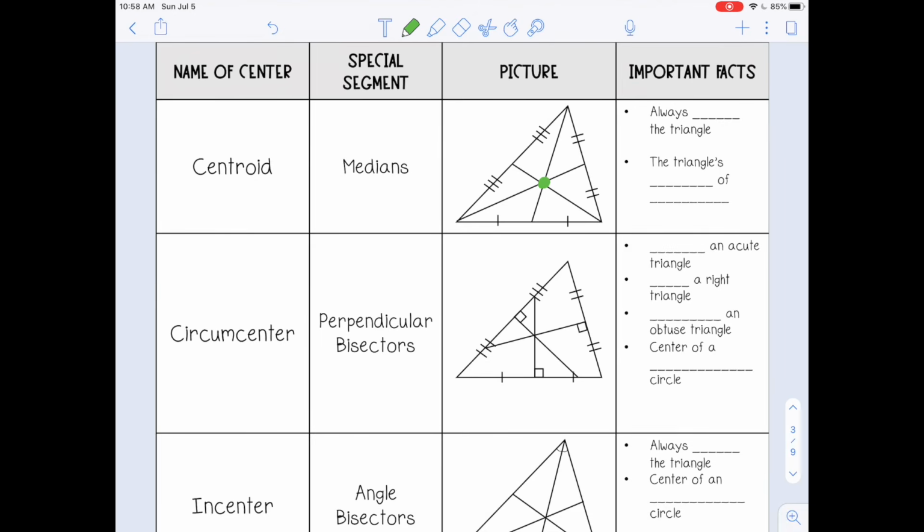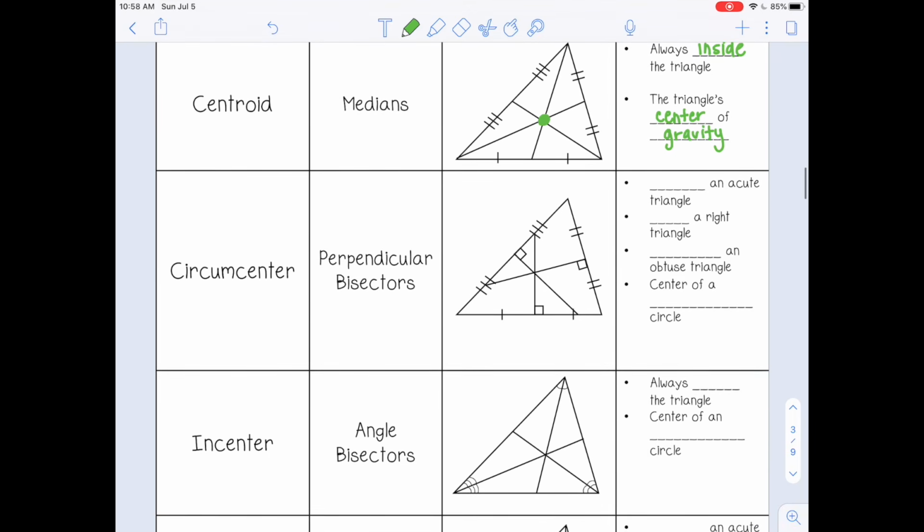So this point here would be called the centroid. And a centroid is always inside the triangle. And the centroid is actually the triangle's center of gravity. So if I had a string coming out from the centroid and held the triangle up in the air, it would balance perfectly flat because it's the center of gravity.